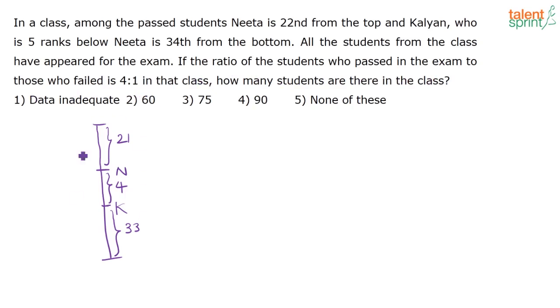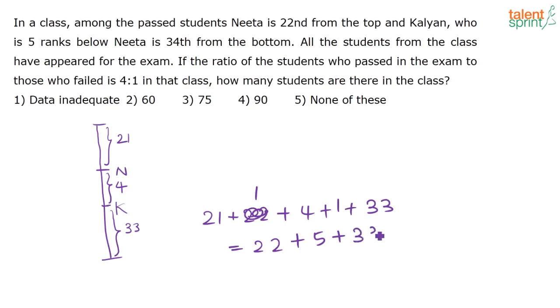So now this is the rank of the passed students, correct? Now let us see how many students have passed first. Okay, how many students have passed? Tell me. This 21, correct? Plus Neeta, that is 22, plus 4 plus Kalyan plus 33, correct? Or that is equal to, sorry, 21 plus 1, 22 I have written. So 21 plus 1, 22, plus 5, plus 33, that is equal to 60.